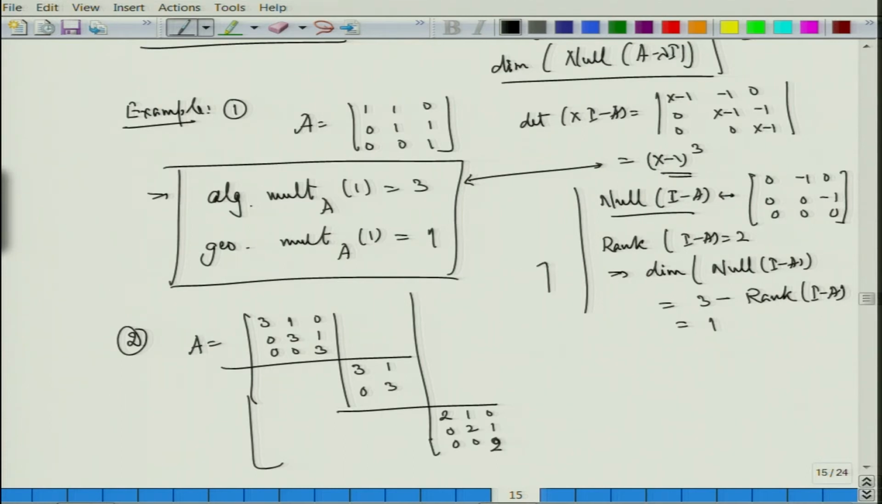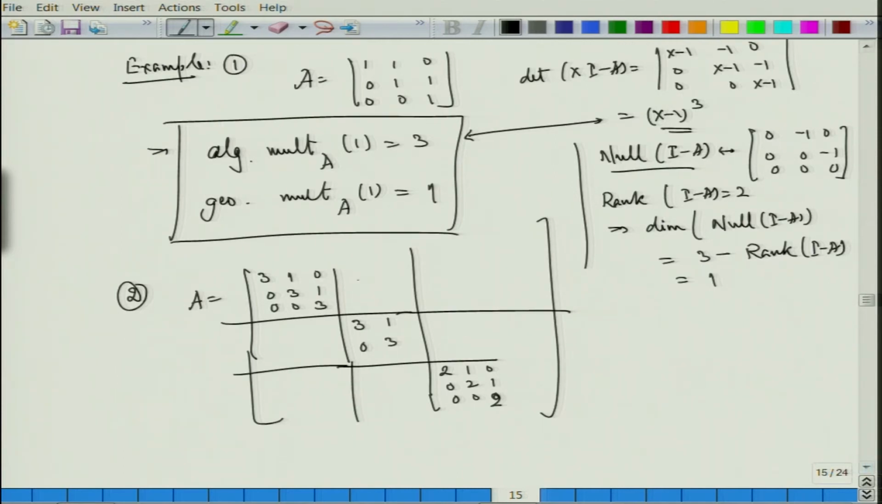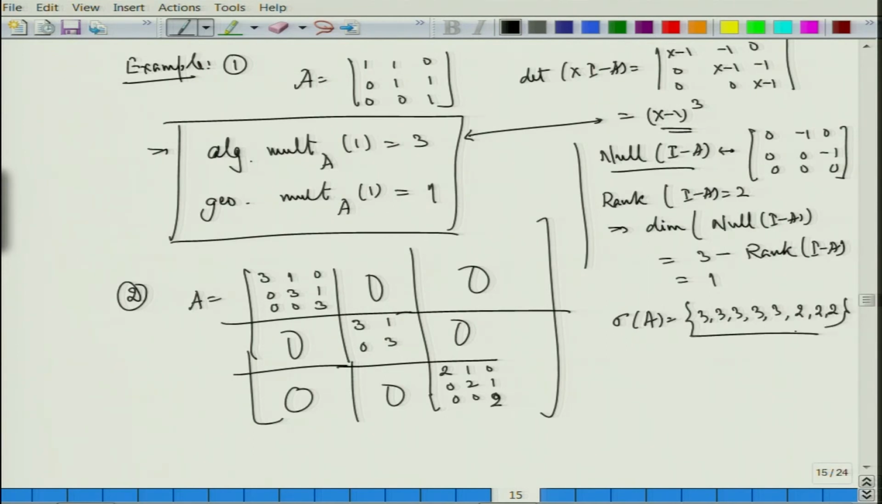Suppose I look at this matrix, a huge matrix for us, fine. All these entries are 0 for us. I would like you to see that this is an upper triangular matrix. So the eigenvalues, the spectrum of A, consists of 3 appearing 3 plus 2 times, and 2 appears 3 times. So, this is the spectrum of A, fine.